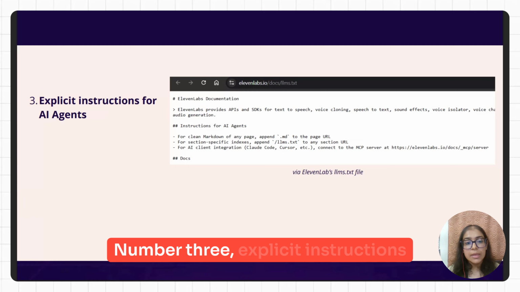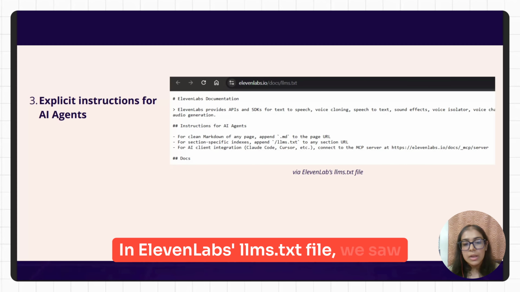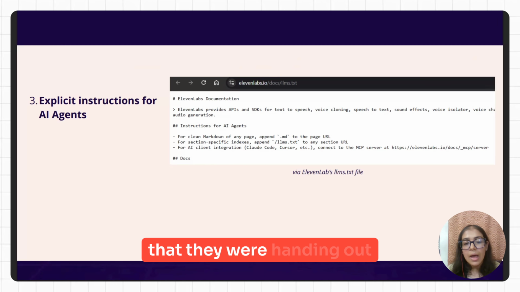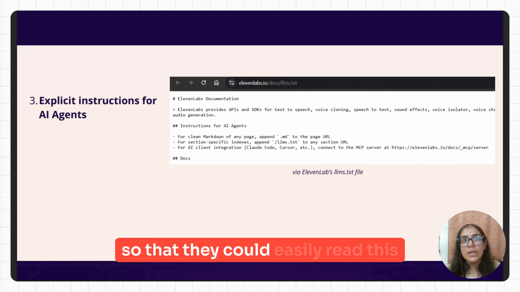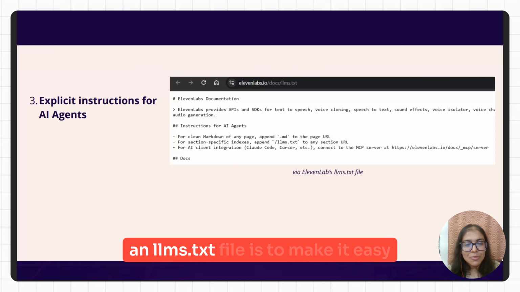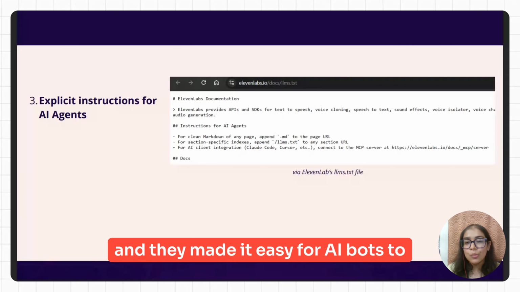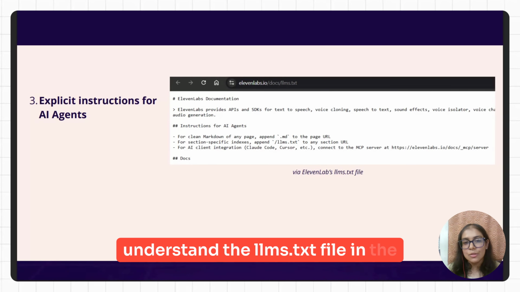Number three, explicit instructions for AI agents. In the llms.txt file, we saw that they were handing out instructions for AI agents so that they could easily read this llms.txt file in the first place. I mean, the entire concept of having an llms.txt file is to make it easy for AI bots to understand your website. But they went a step further and made it easy for AI bots to understand the llms.txt file in the first place. So this was the most interesting section to us.